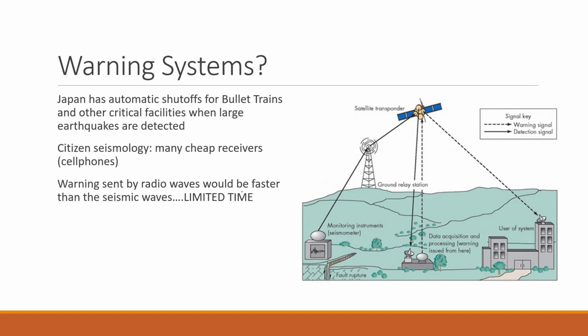Well, guess what? If you have a smartphone that allows it to flip between portrait and landscape, that has a piece of technology in it that can record an earthquake. You can turn a smartphone into a seismometer. So citizen seismology is this idea of many, many cheap receivers that are cell phones in concentrated areas of population.